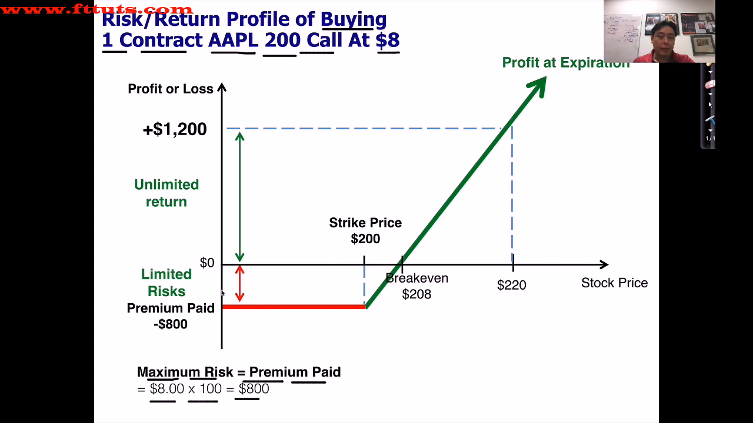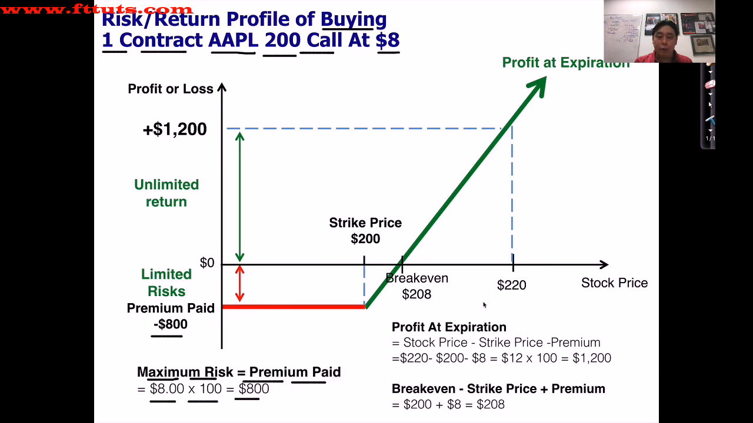Hence, the downside is limited to $800. That is the worst that can happen. In other words, if Apple's stock price falls from $200 to zero, the most I can lose is $800. So that's the great thing about buying a call option. You cap your downside. Now, what if the price goes up, which is what we want?